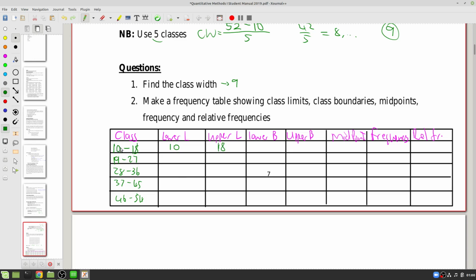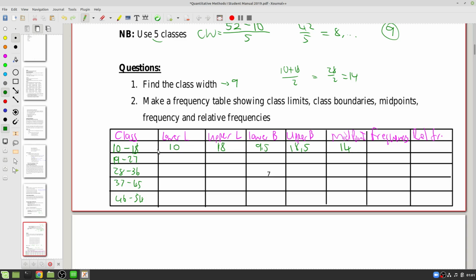Well, we said it's like the limits, but a little bit wider. So from 10, we're going to subtract 0.5, so that's going to be 9.5. And to the upper limit, we're going to add 0.5, so that's going to be 18.5. The midpoint, how do we find the midpoint? Well, we say 10 plus 18 divided by 2. So the lower limit plus upper limit divided by 2. So that gives us 28 over 2, and that gives us 14. So 14 is the midpoint there.